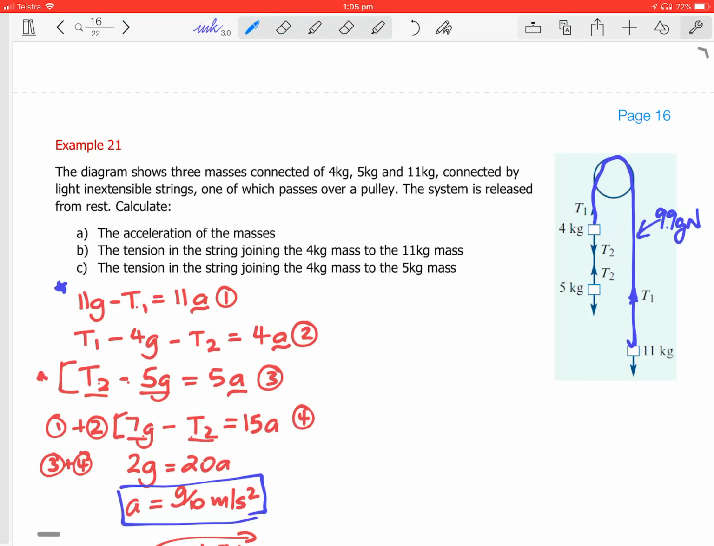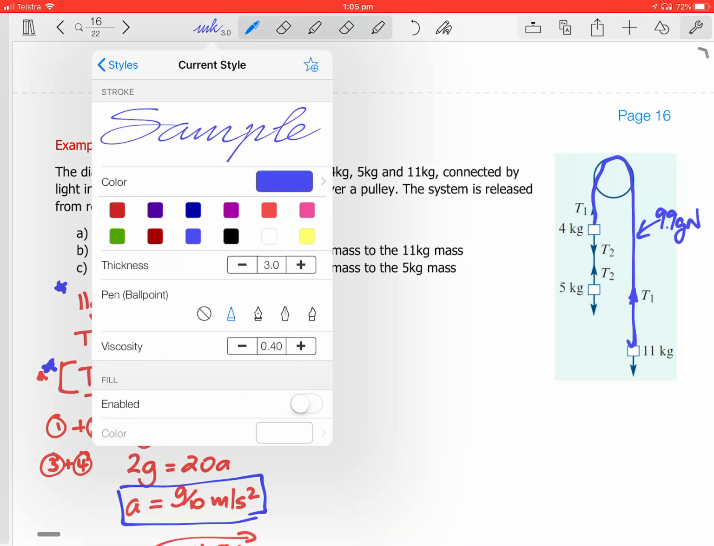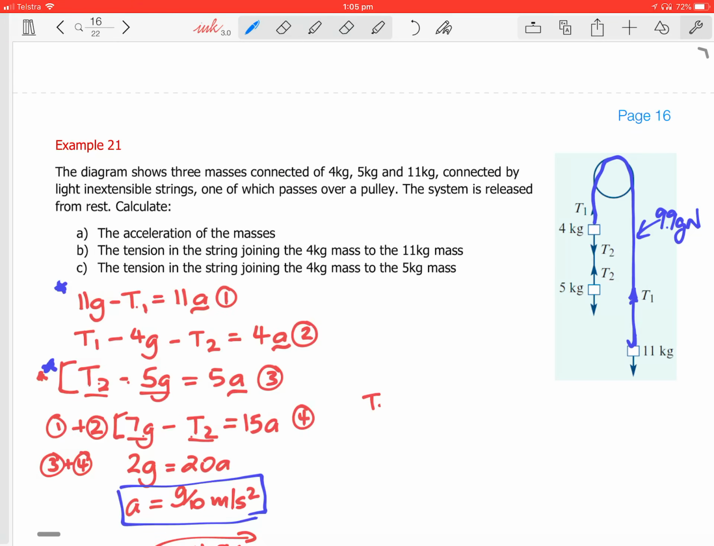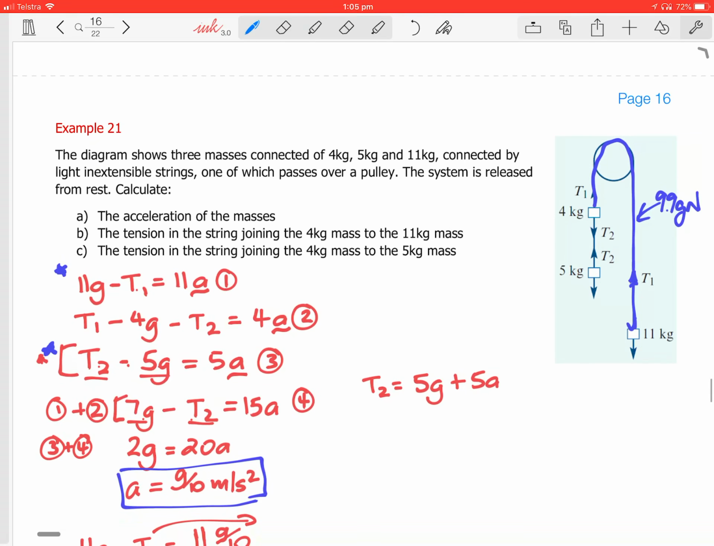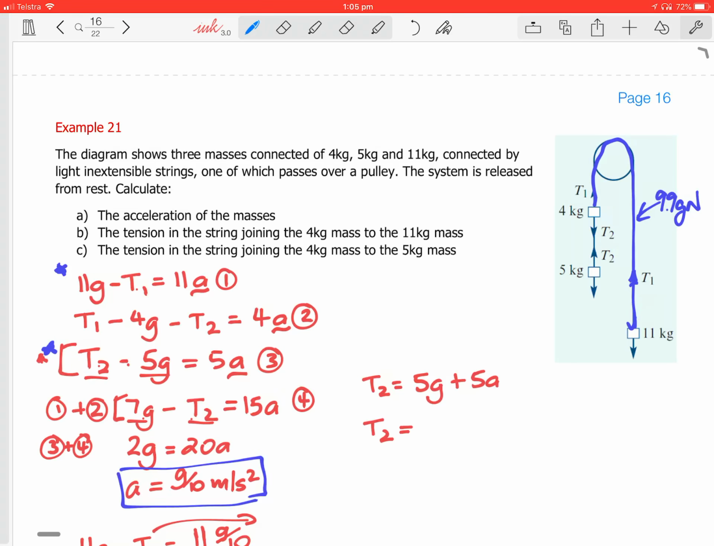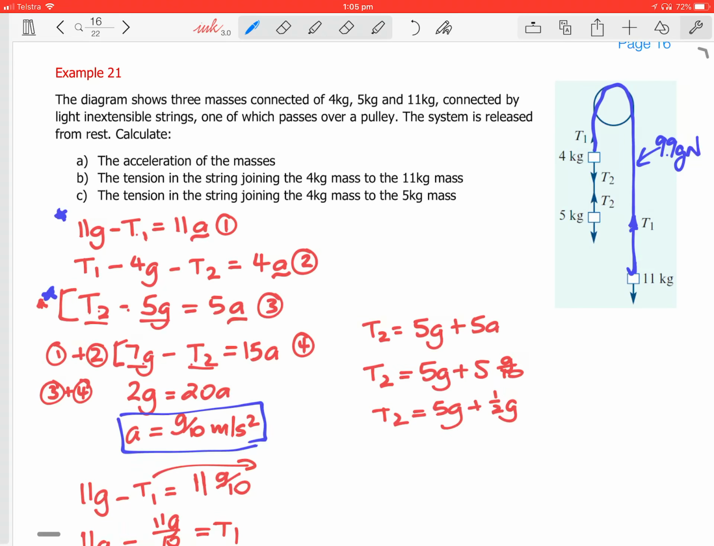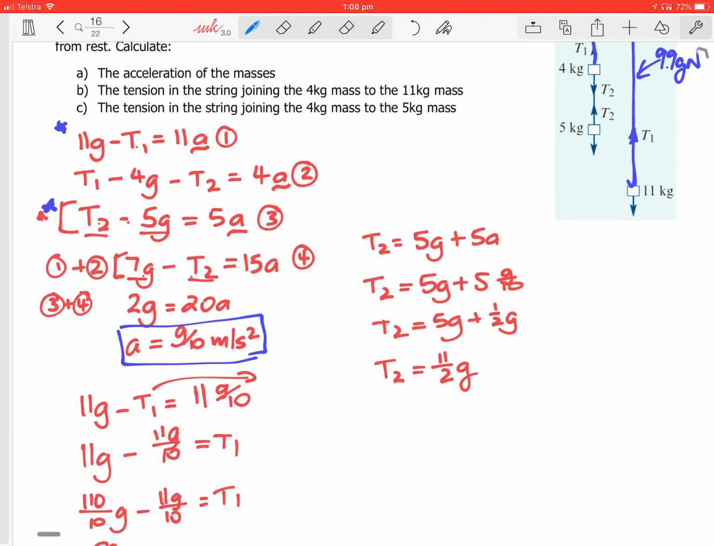Okay, T2, the easiest one to use is number 3. So we know T2 is equal to 5G plus 5A. So T2 is equal to 5G plus 5 times G on 10. T2 is 5G plus a half G, which is 5.5 G. 5.5 G, that's a fair bit of money. What's that? 11 on 2G. So that's our exact answer.